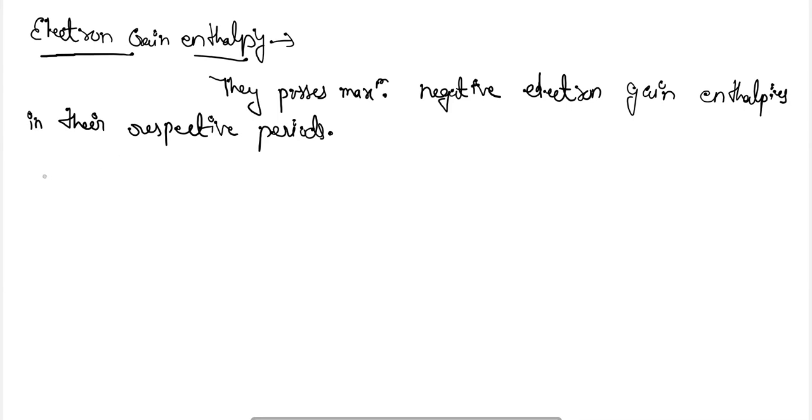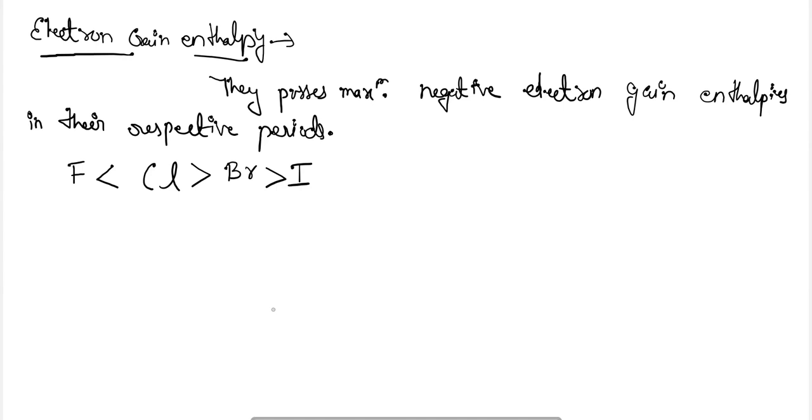Here fluorine has unexpectedly lower electron gain enthalpy in comparison to the chlorine atom, and due to this reason chlorine has the highest electron gain enthalpy compared to all the other atoms present in this group. Bromine and iodine will also have lower electron gain enthalpy compared to chlorine.